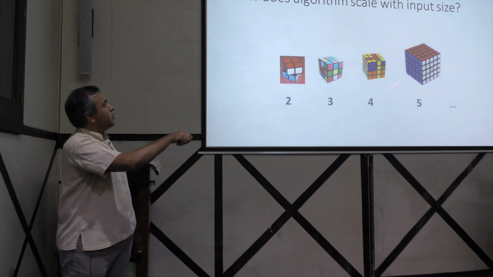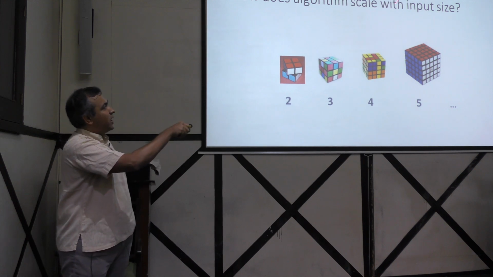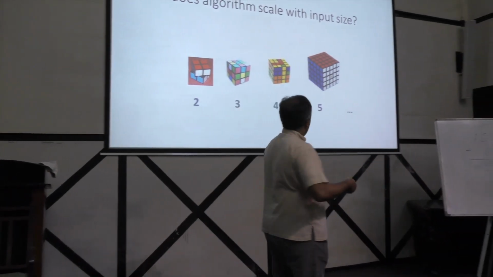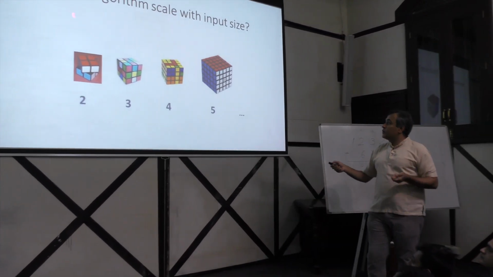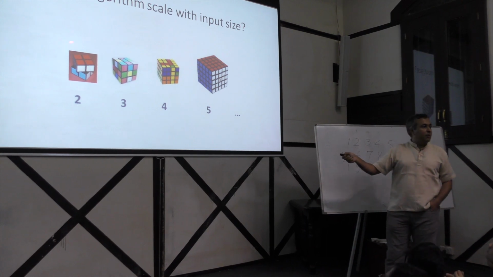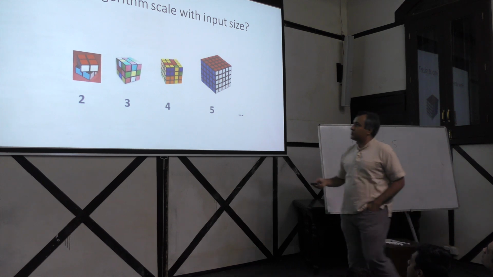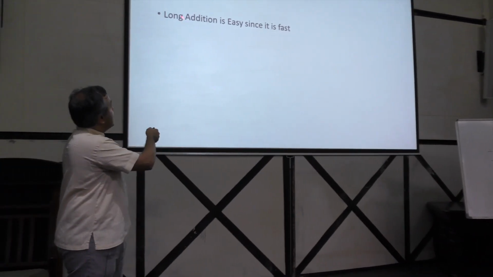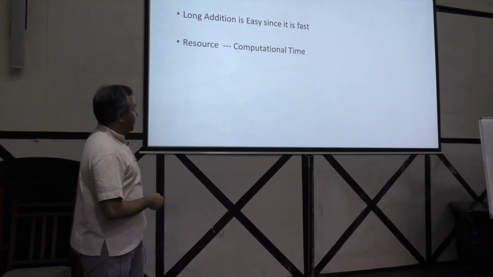So when we say we have an algorithm, we want an algorithm that scales well with input size. I'm re-emphasizing this over and over again just to show the difference between the two different algorithms for addition that we had. The first one scaled very, very badly with the input size, whereas the second one scaled extremely nicely. And that's the reason why we're going to call long addition easy, because of the previous algorithm which we had there.